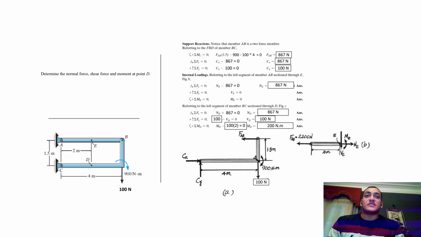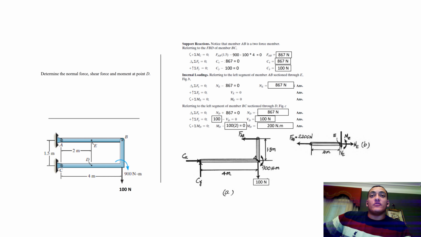Let's look at sigma Fx, which we must equate to 0. So Cx minus 867 equals 0, resulting in Cx equaling 867 newtons. Sigma Fy equals 0. Cy minus 100 equals 0. Cy thus results in 100 newtons.